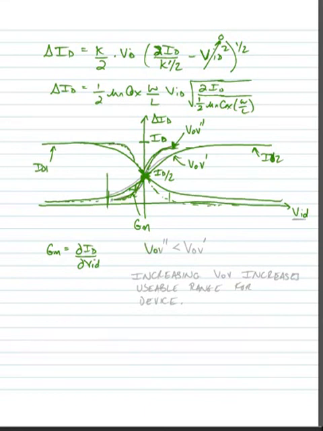So what we see here is that VOV double prime for the device being less than VOV prime, we have a larger usable range for our VOV prime. So we could say increasing VOV increases the usable range for our device.